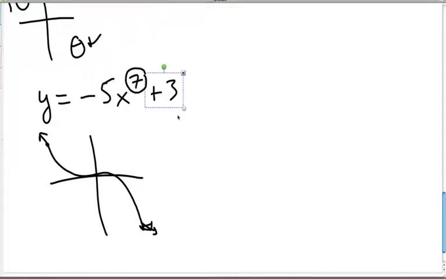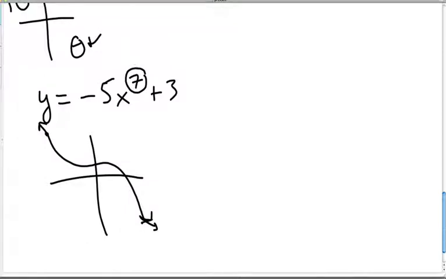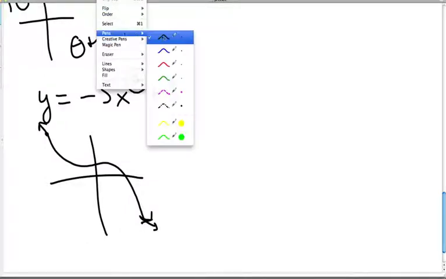However, notice the transformation. We've added 3 to this, so we've got to move this thing up 3. And then the end behavior moves up as well. And there you go. We've successfully graphed our equation.